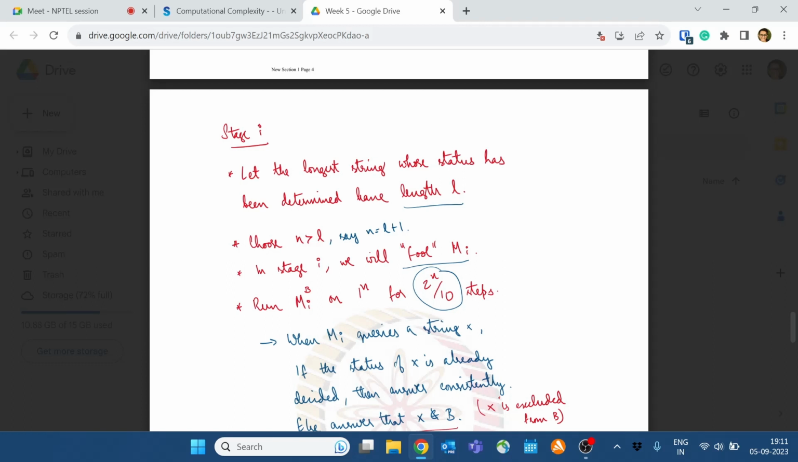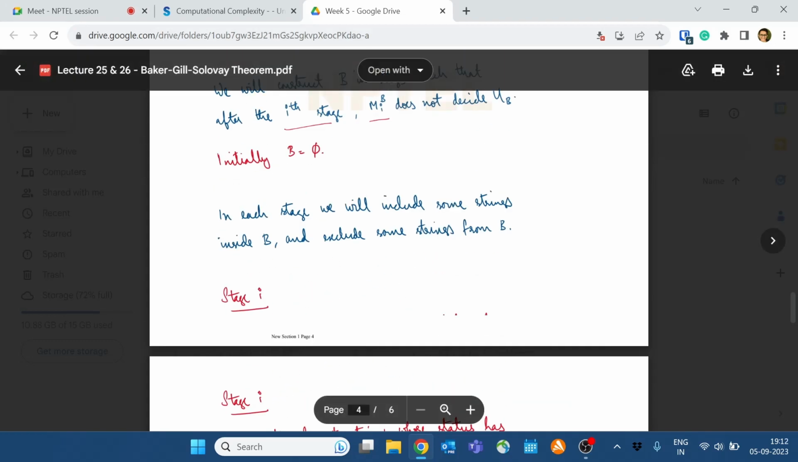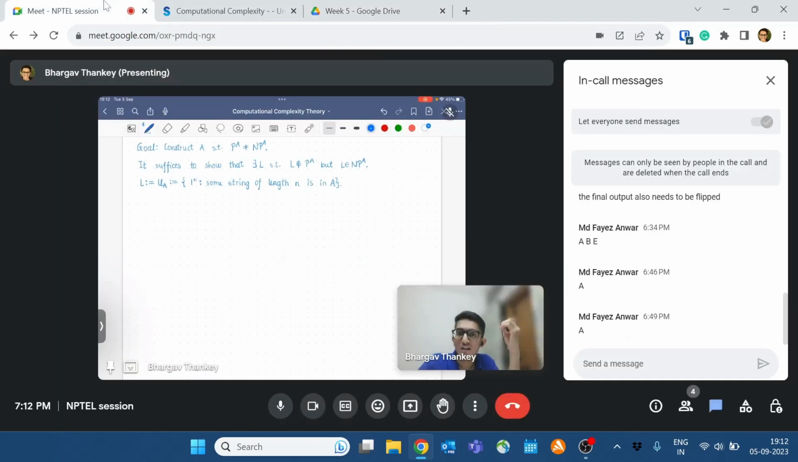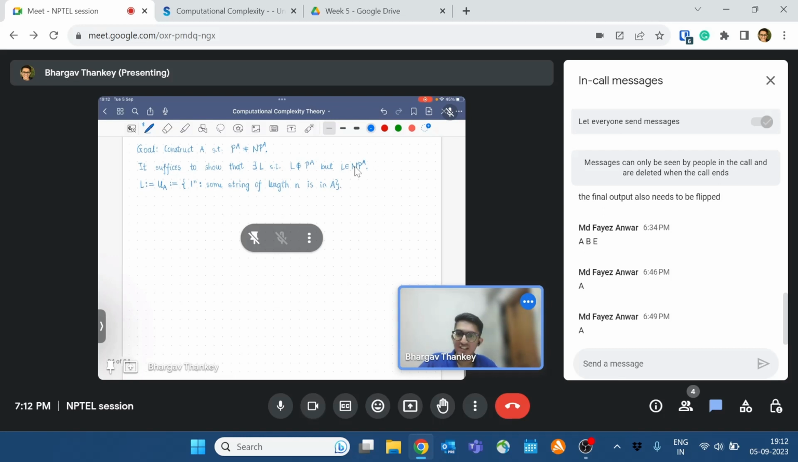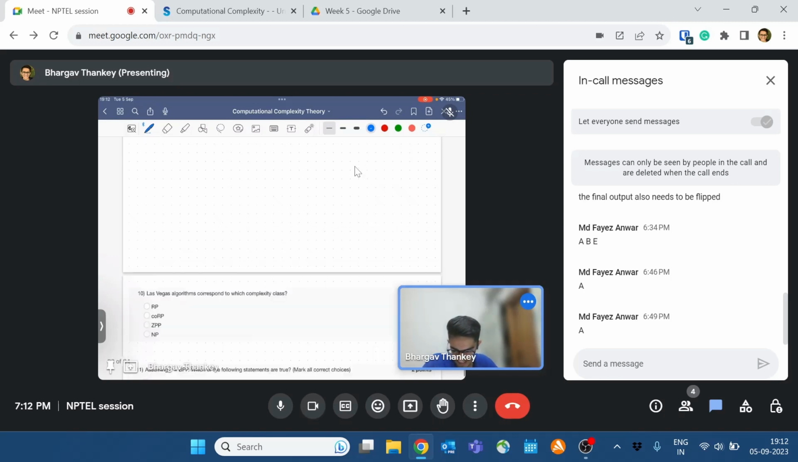Thank you. Just one more thing. In week 5, I think there was a question regarding which of the theorems could be proved using diagonalization. Oh yeah, so we are coming to the week 5 assignment now. Okay. If there are no more questions about Baker-Gill-Solovay's theorem or anything else, then we'll start week 5. Yeah, you may start week 5.